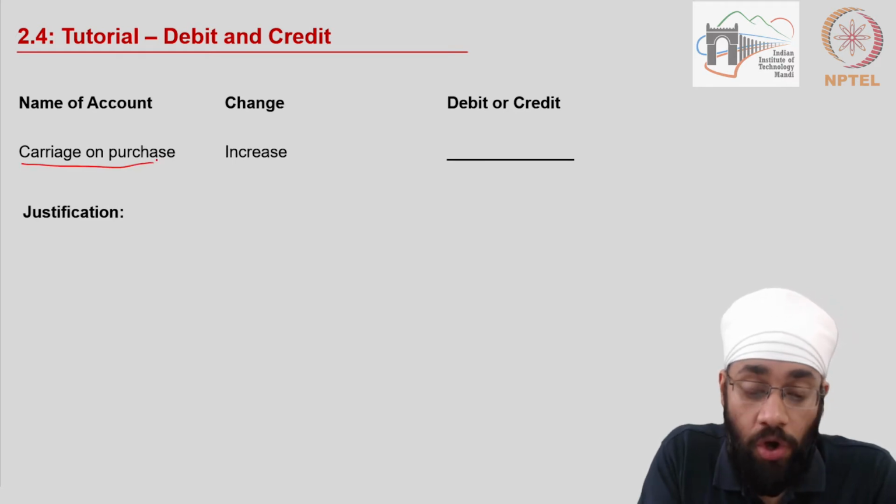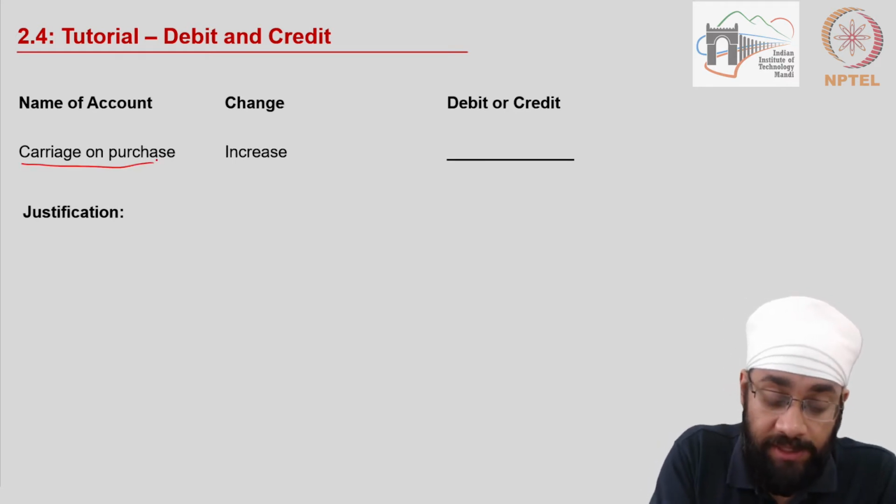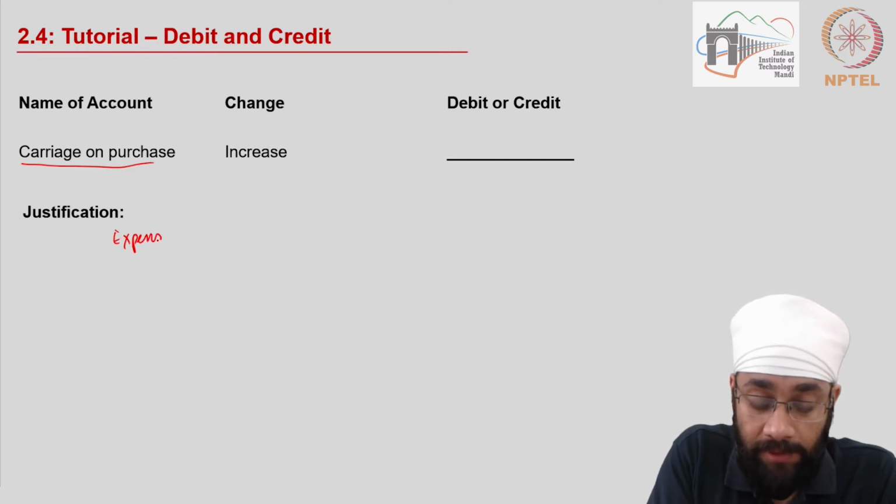Then you have carriage on purchase. Carriage, as I earlier said, is an expense item. It is a transportation cost.